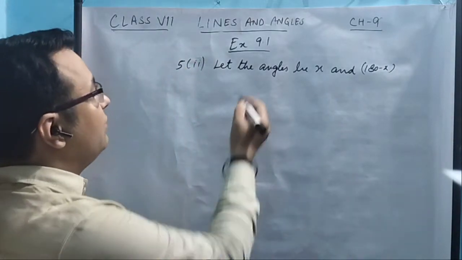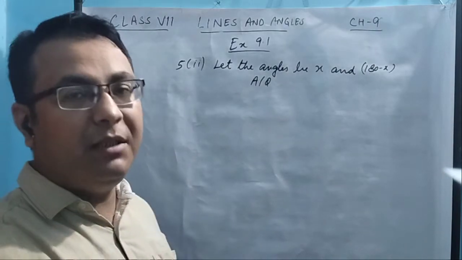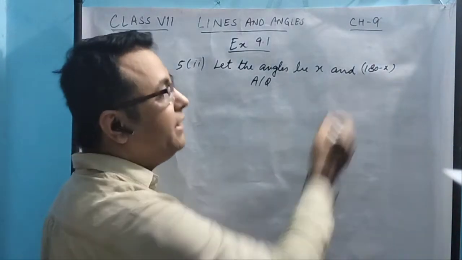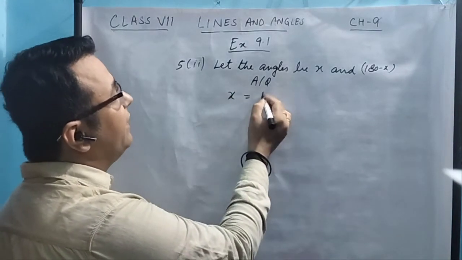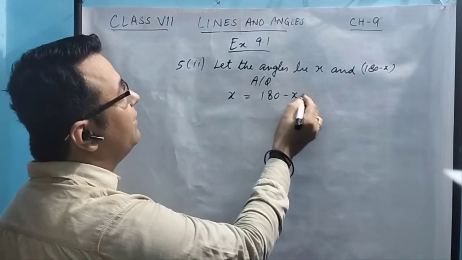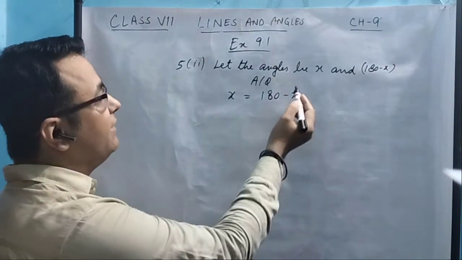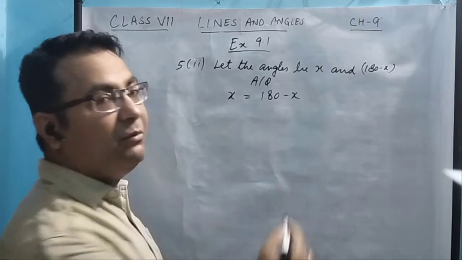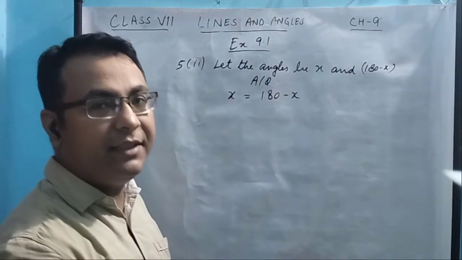Now it is given in the question that the angle is equal to its supplement. Angle is x and supplement is 180 minus x. So can we write like this? x is equal to 180 minus x. This is the angle and this is its supplement, and both are equal. So our equation will be x is equal to 180 minus x.